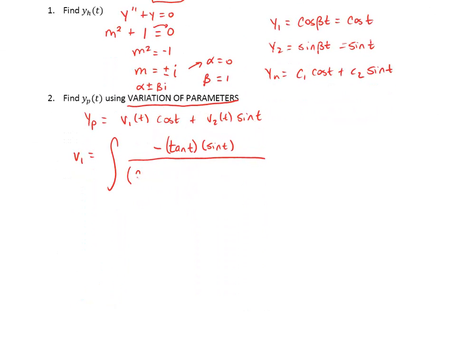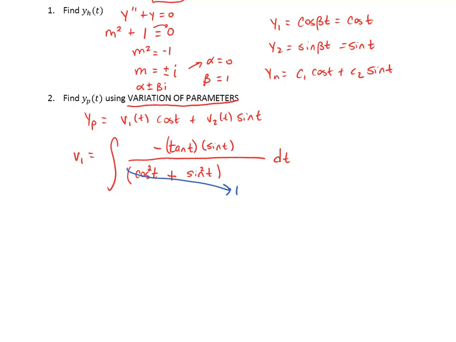y1 is cosine of t. y2 prime is the derivative of sine of t, which is also cosine of t. So that's cosine squared minus y2, which is sine of t, times the derivative of y1, which is negative sine of t, so that becomes a positive sine squared of t in the denominator, dt. Now the beauty of this is the denominator is 1.